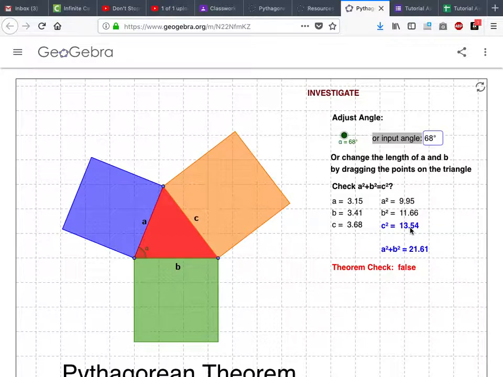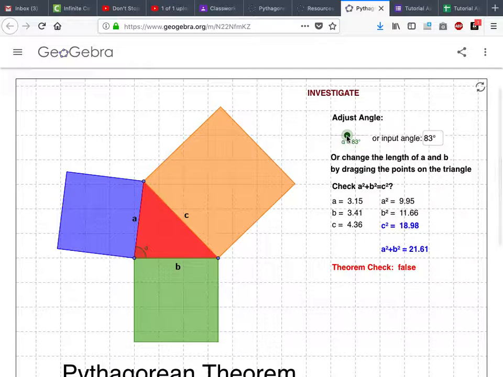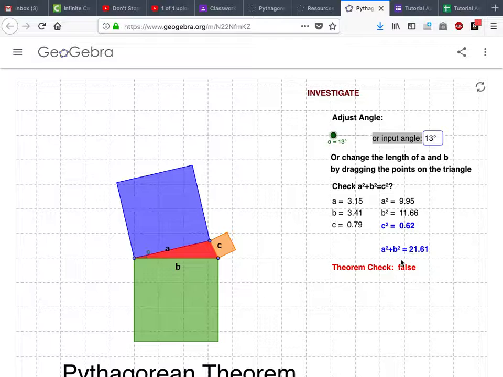It's bigger. Is that going to be that way for any type of acute angle? Let's look here, okay? So here's another acute angle, 83. Is a squared plus b squared bigger? Yeah, let's try another acute angle. Somebody give me another acute angle. I heard 13 and 11. Here's 13. Is a squared plus b squared bigger than c squared here? Yeah. Okay, let's try 11.